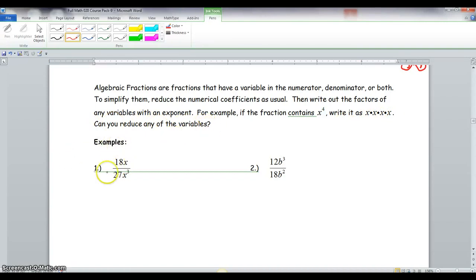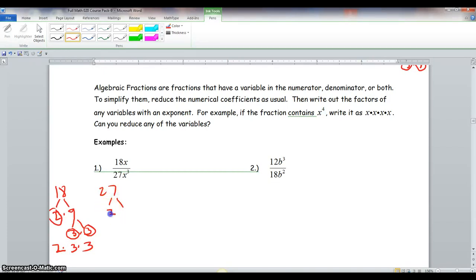Now we have examples. Example 1, we have 18x over 27x cubed. So first of all, let's find the prime factorization of 18 and 27. So 18 we know breaks down to 2 times 9. 2 is prime, 9 is not, and 9 breaks down to 3 times 3. So we add 2 times 3 times 3. That's the prime factorization of 18.